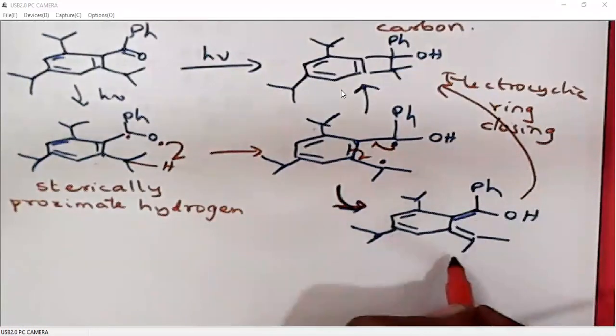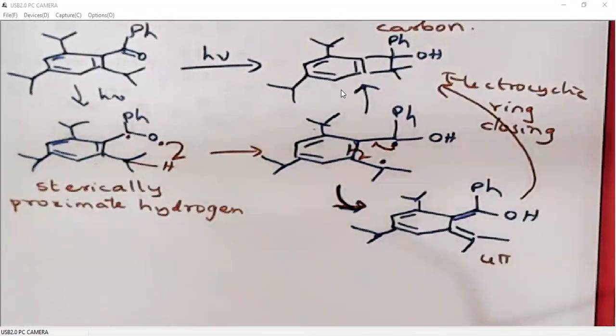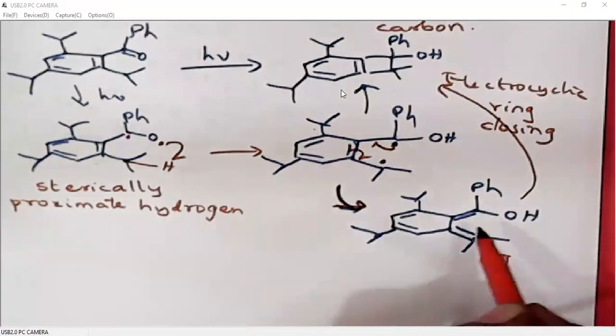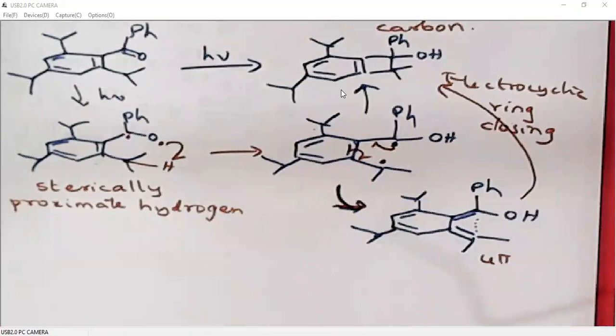So this is a 4-pi system, right? So under photochemical conditions, it involves an electrocyclic ring closing reaction, which gives the four-membered ring.